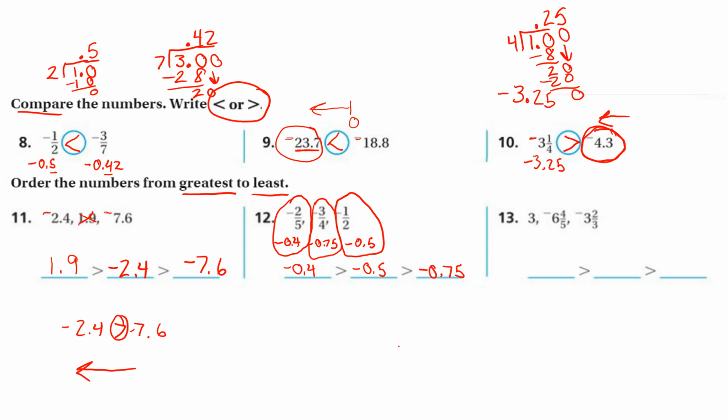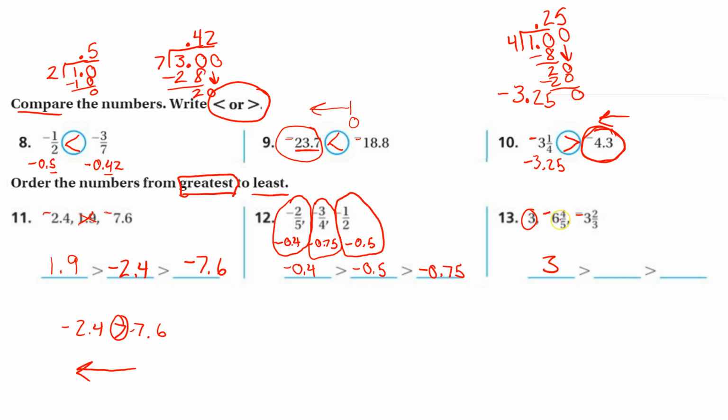Okay, so let's go to the next one. Again, I have 2 negative numbers and 1 positive. So the positive number is definitely going to be my biggest. That's going to be the furthest to the right. And I want greatest to least. So the positive number is definitely going to be my biggest. All right, the next two, I have whole numbers.